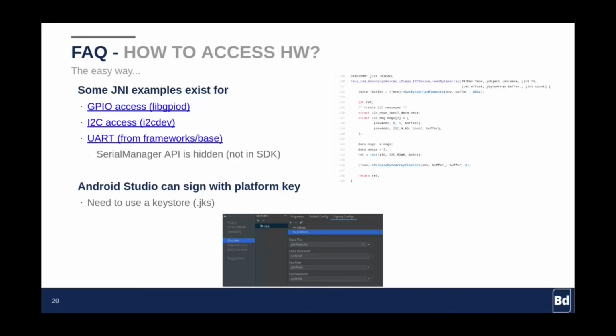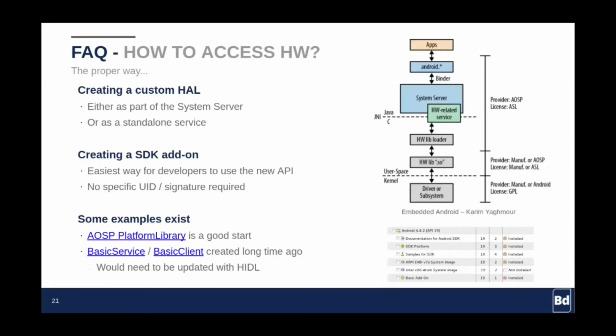So that was the easy way. Now the proper way to do that would be to create your own custom hardware abstraction layer. You can see a graph on the right side from Karim Yaghmour's book, Embedded Android, which I highly recommend. When you do that, it can either be part of the system server or a standalone service. And the good thing is that you can create an SDK add-on, and that's something I love about the overall app development experience: if you want to do it the proper way, you can still give an add-on to the SDK.